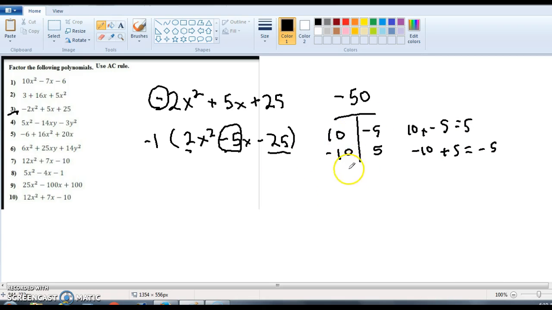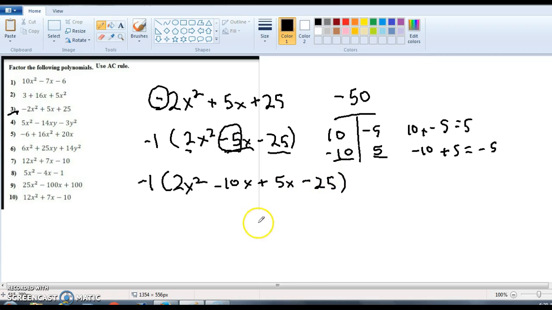So now that I found these, the next step is to rewrite this using these two. So instead of -5x, I'm going to write -10x plus +5x. That's the same as -5x, just rearranged a little bit. And now I can use factoring by grouping. So I'm going to split this in half.